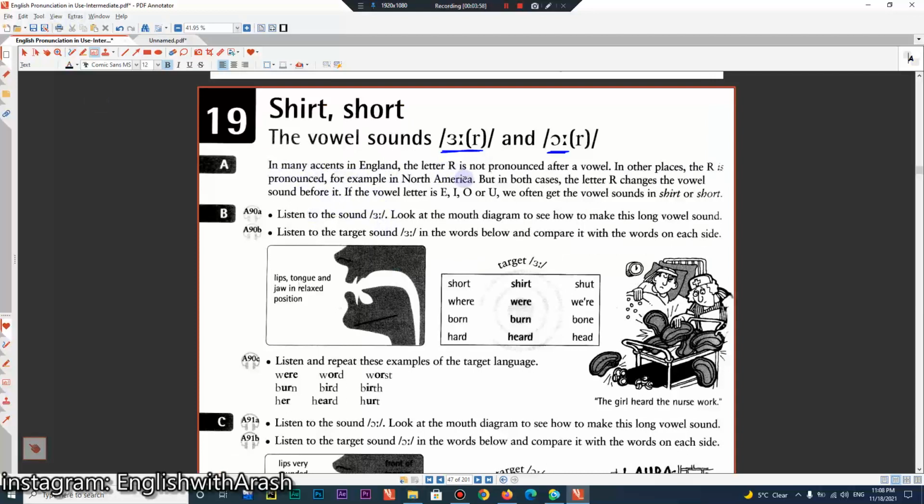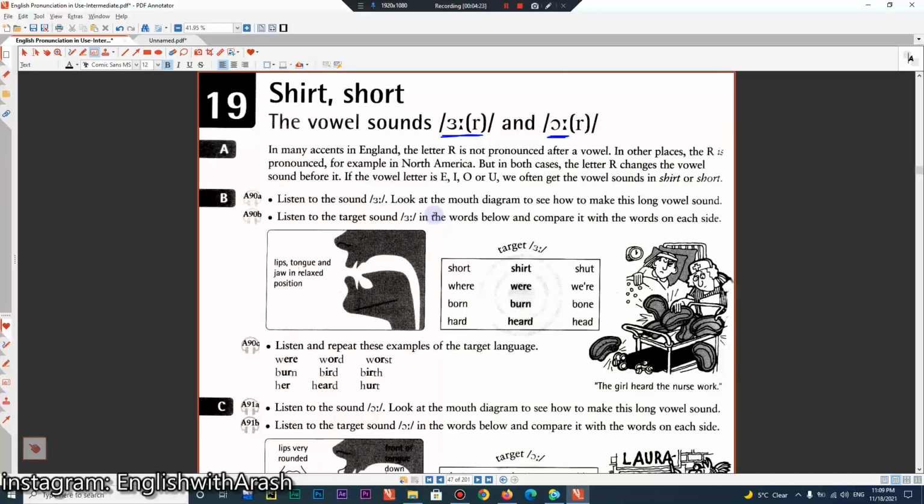All right. So now here it says in many accents in English the letter R is not pronounced after a vowel. This is especially in British English. In other places the R is pronounced, for example, in North America. But in both cases the letter R changes the vowel sound before it if the vowel letter is E, I, O, or U. Often we get the sounds in shirt or short. So this is talking about the R combination with the vowels, which we will talk about and see more examples.